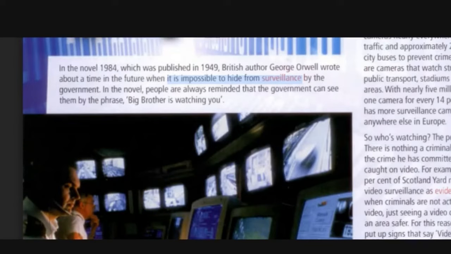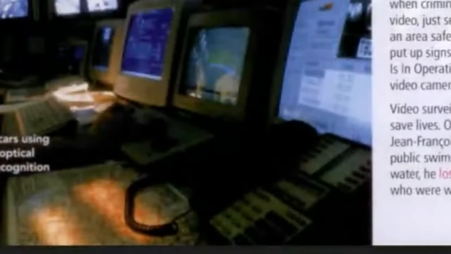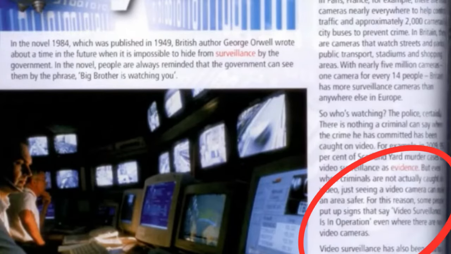Charmaine also has given the answer for number 8. Let's look at number 8. A sign on a house about video cameras might not be true. So your answer is true. This statement is correct. From where did you get the answer? Third paragraph, last sentence: for this reason, some people put up signs that say video surveillance is in operation even where there are no video cameras. Yeah, that is true, especially in Malaysia.